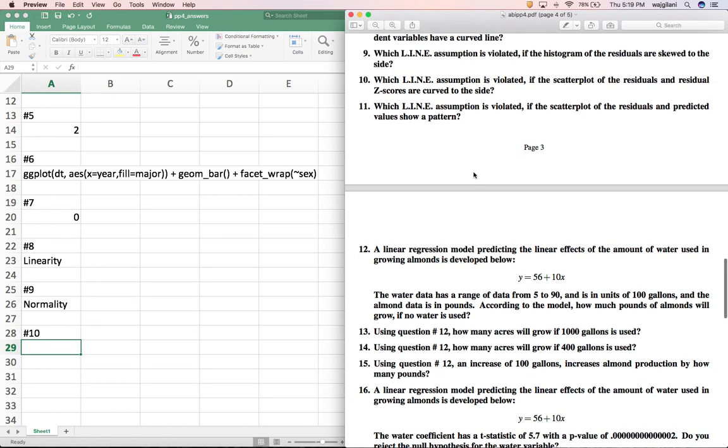Which line assumption is violated if the scatter plot of the residuals and residual z-scores are curved to the side? All right, if they are curved to the side, so it's not a straight diagonal line, that is the QQ plot, right? That is also violating normality.